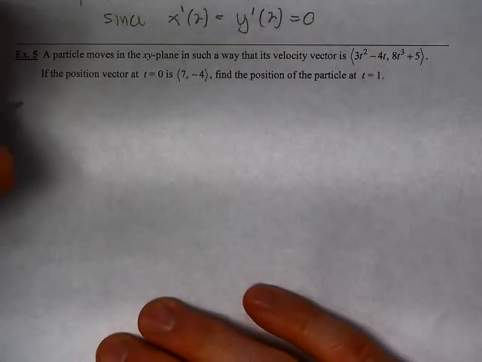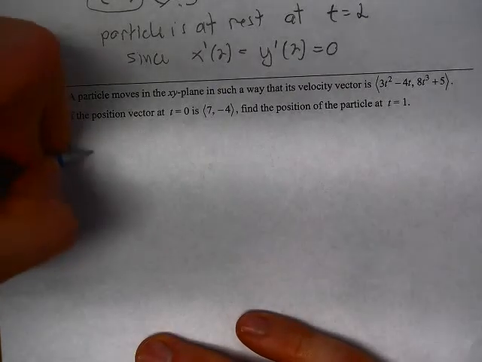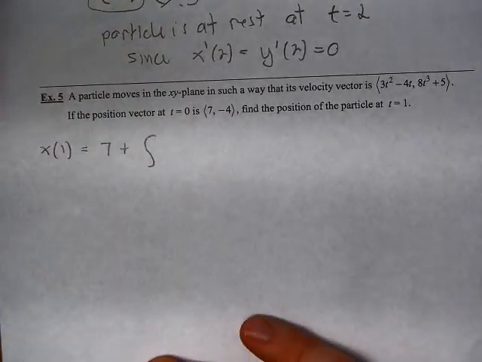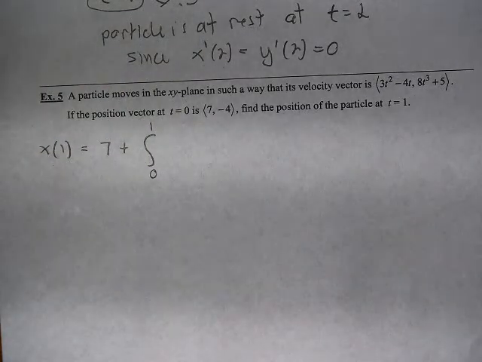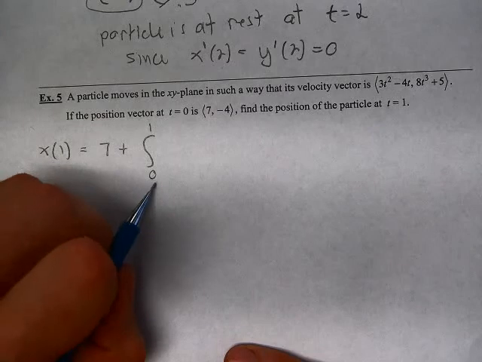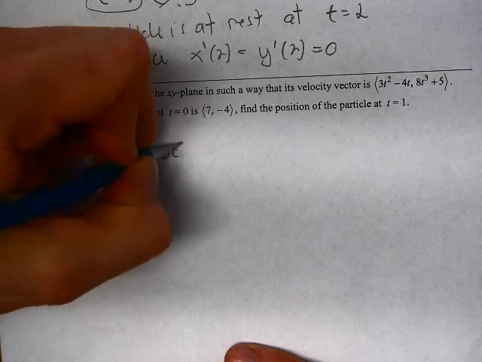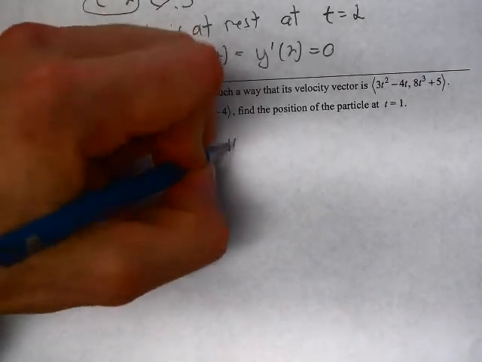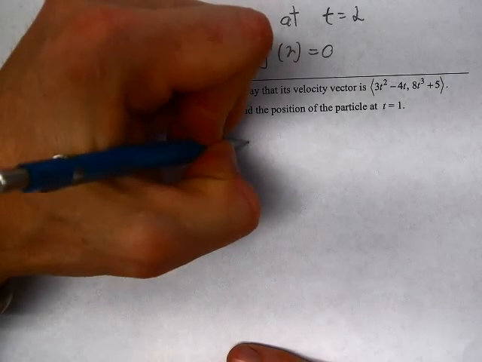Alright, so when we do that, we say, okay, well, the horizontal position, x of 1, is equal to the position at time equals 0 plus the change in the position between 0 and 1. And the change in the position from 0 to 1 is the definite integral from 0 to 1 of the velocity vector. Alright, so we can do that.